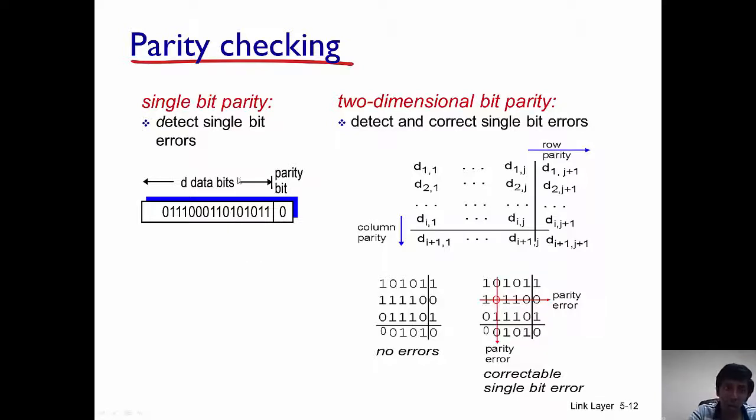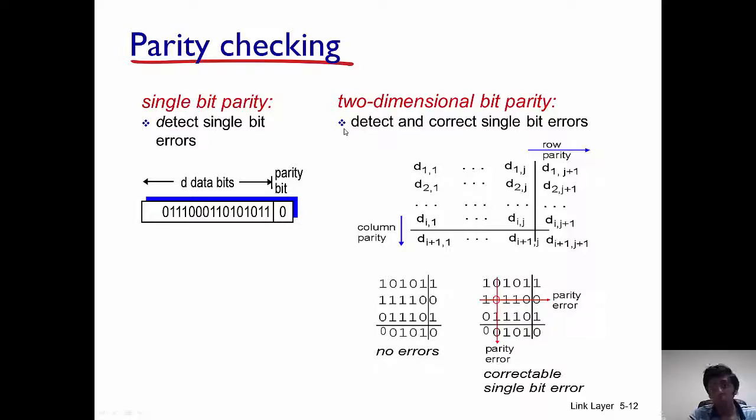So say, with single bit parity, you can only detect single bit errors. So it's only capable of detecting single bit errors. Further, with single bit parity, you can only detect errors. There's no way for you to correct any kind of errors, and that should be obvious with this example.